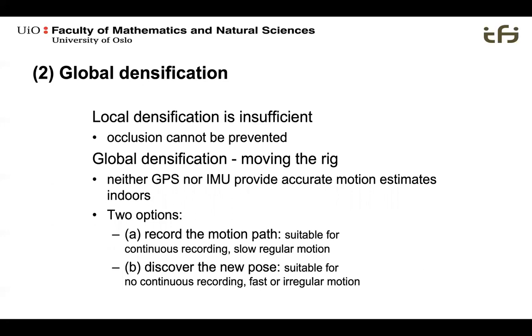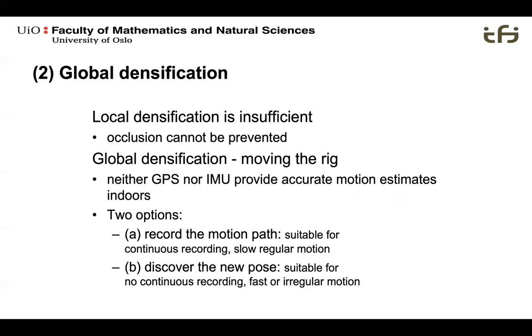So we do need a global densification, and that is only possible by moving the entire rig. That means the tripod with the LIDAR and IMU on top. And since we're indoors in closed rooms, neither the GPS is giving us good information about how we're moving, nor the IMU, which in principle is not very good at doing translational estimates for long distances. So we tried 2 options in order to densify across global motion of the rig.